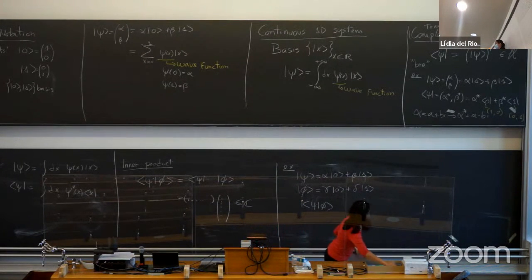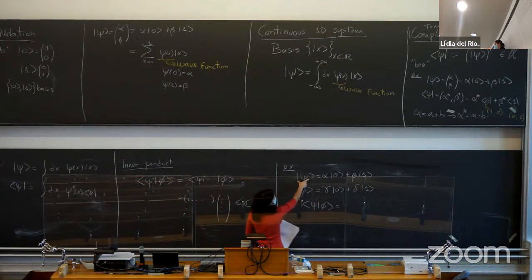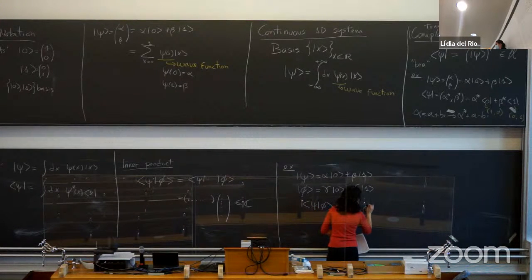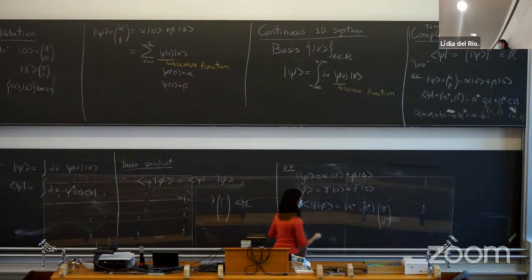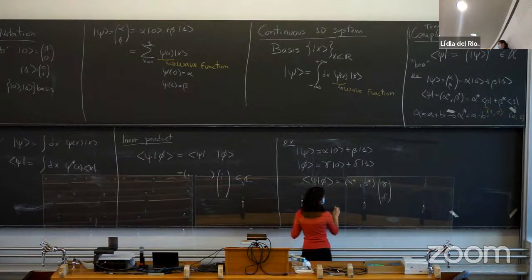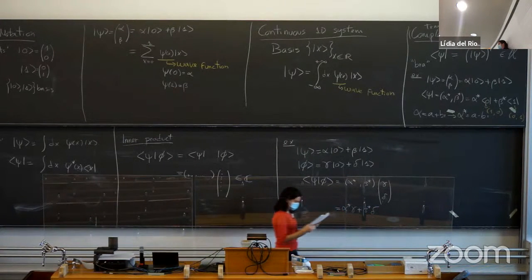Well, we take this one and we put it in row form. So let's do it first without Dirac notation, then we do it with Dirac notation. This times that: (alpha star, beta star) times (gamma, delta). And what is this? That's just alpha star gamma plus beta star delta, which as you see is just a number.